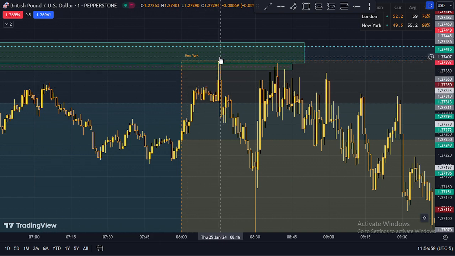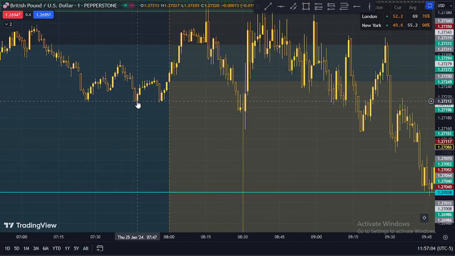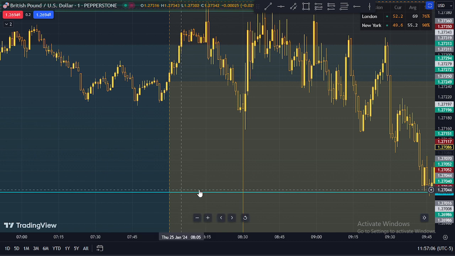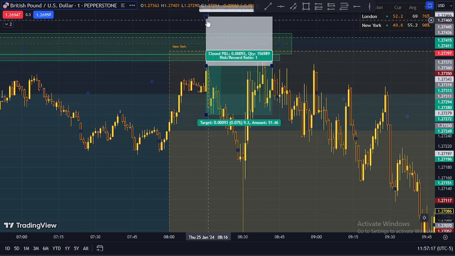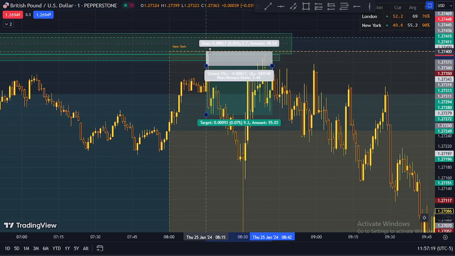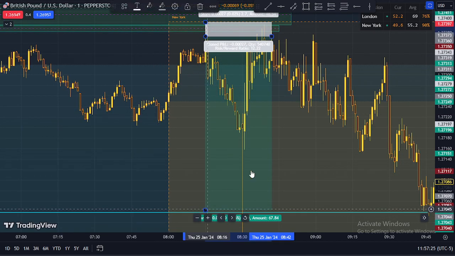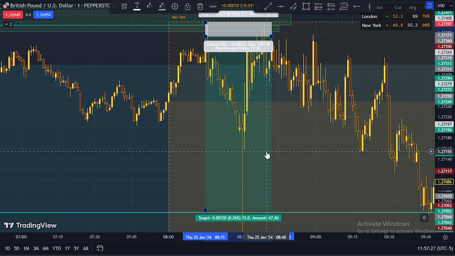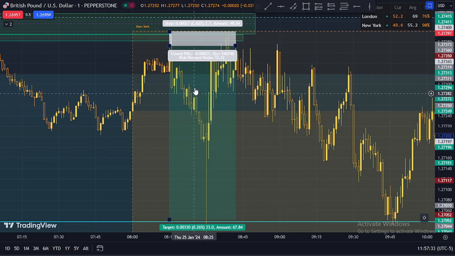So we hit that, going short, aiming for this first draw on liquidity here, and then the next draw on liquidity would be there. So let's say you went short right there, placing your stop just above those highs, and then aiming for that. So that's a total of 12.22 R trade. So we hit that.